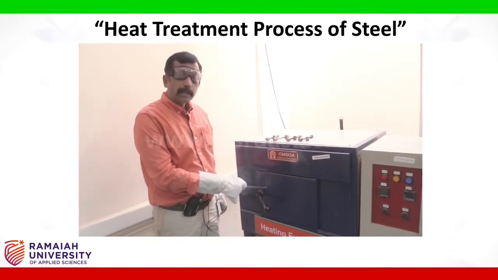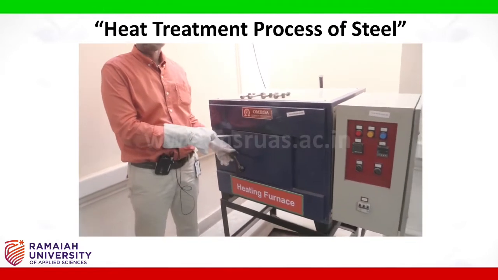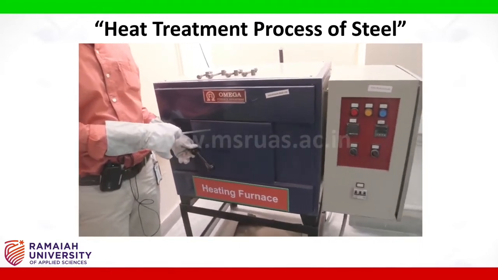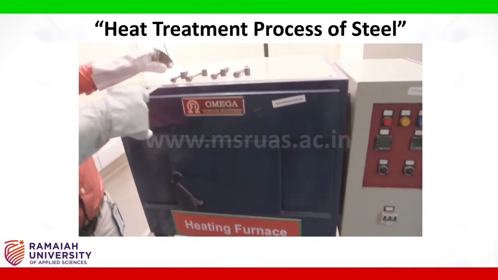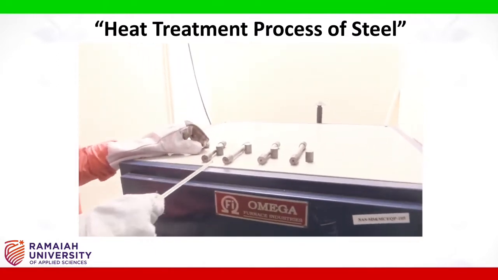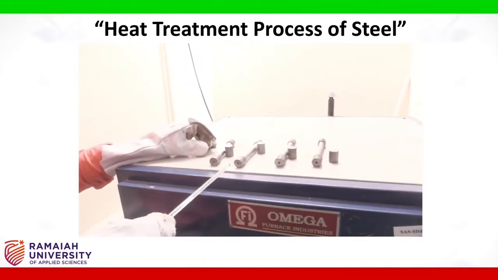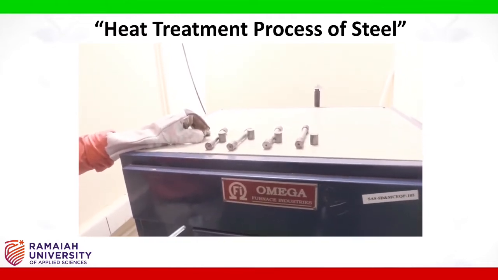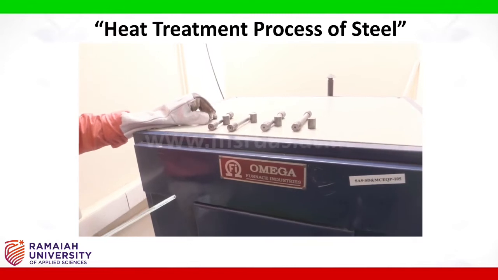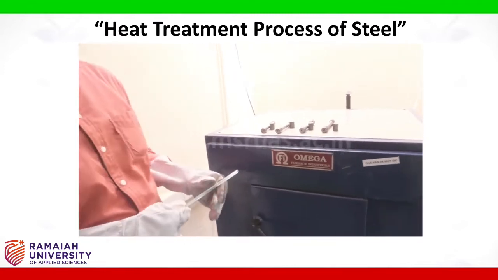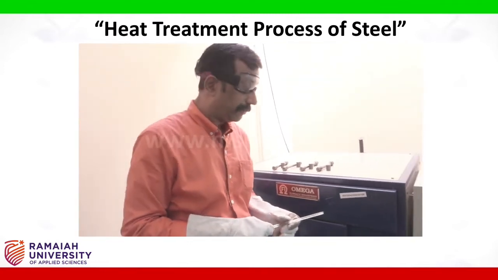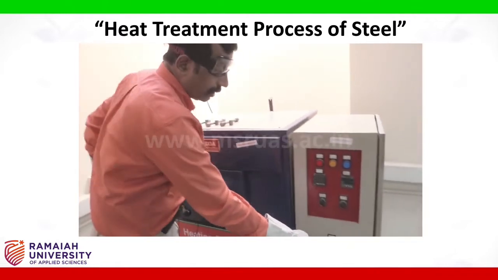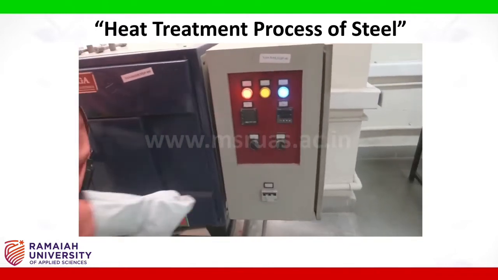This is the electric heating furnace, which can be heated up to 1000 degrees centigrade. As I have taken medium carbon steel, which has 0.5% carbon, I have to cross the upper critical temperature, above 727 degrees centigrade. So I have set the program to 950 degrees centigrade. To start with, I'll switch it on.